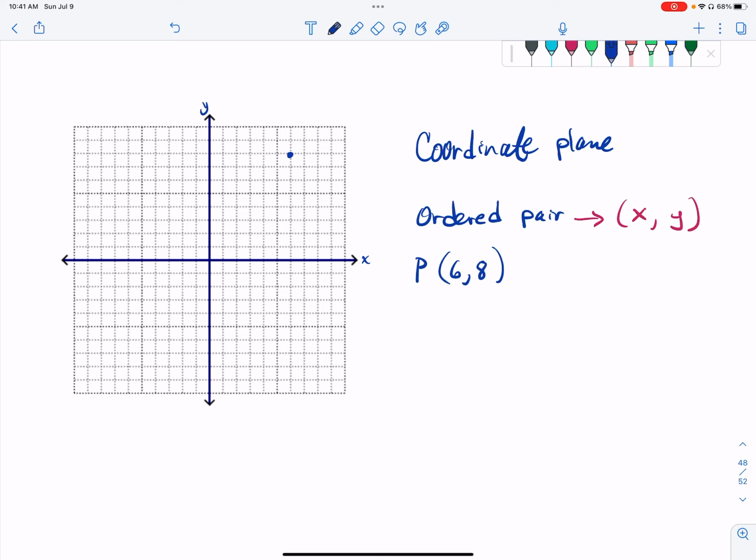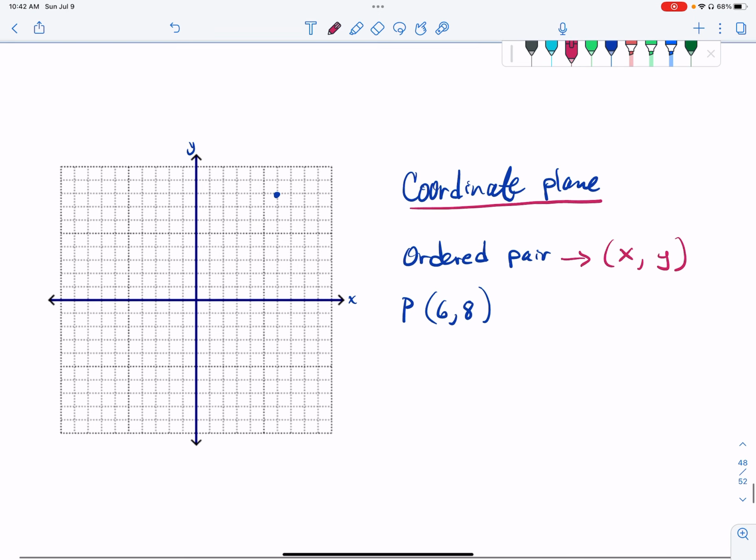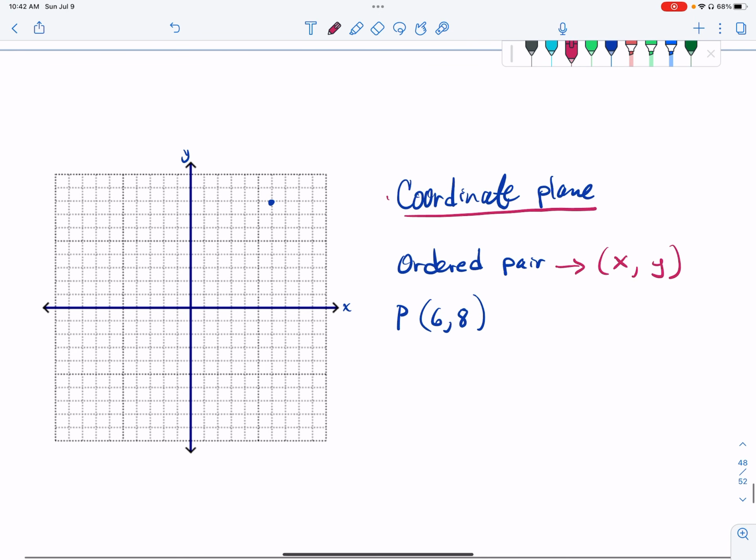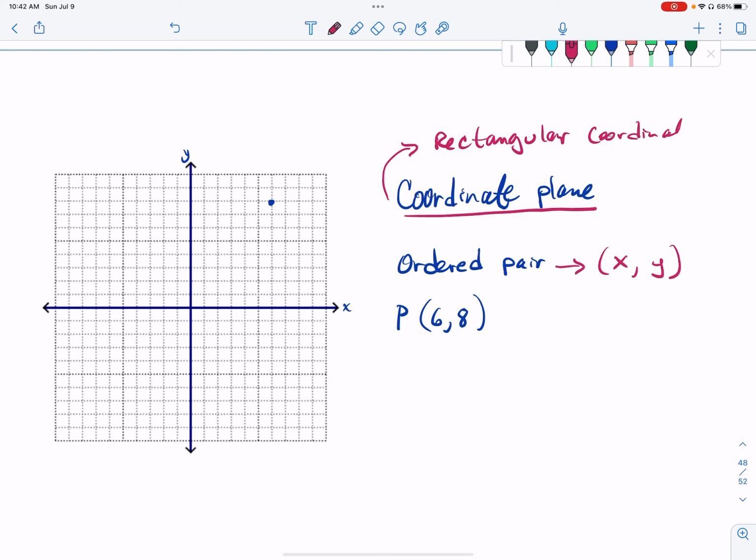Now, this coordinate plane that we've been talking about is sometimes referred to as a rectangular coordinate system. Rectangular coordinates. And there's a couple of reasons for that. I mean, take a look at each of these little squares here. To grid this thing off, squares are rectangles, so that sort of makes sense.